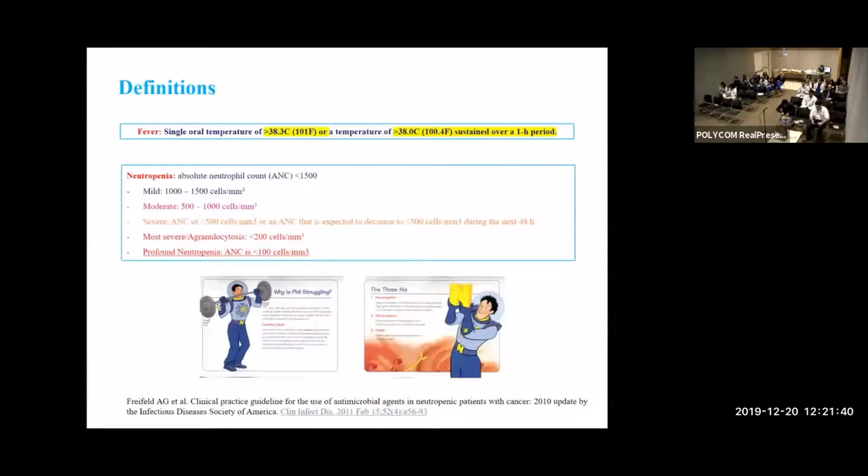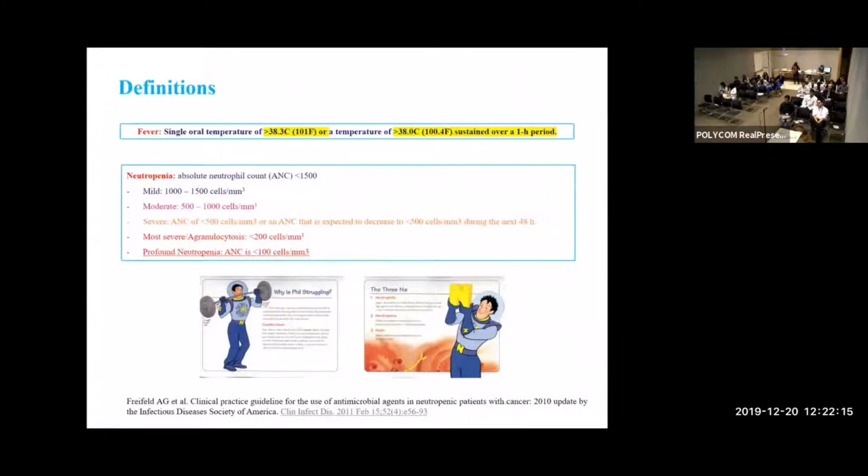If we're going to talk about neutropenic fever, we should all have a universal definition of what a fever is. In the IDSA guidelines, the American Society of Clinical Oncology, and the European Society of Medical Oncology, we all know that fever is a single oral temperature of greater than 38.3 Celsius or 101 Fahrenheit, or a temperature greater than 38 or 100.4 Fahrenheit sustained over a 1 hour period.